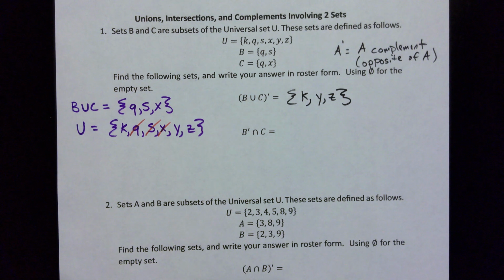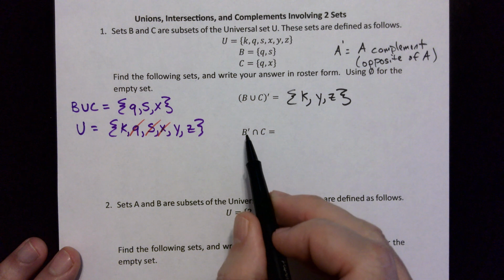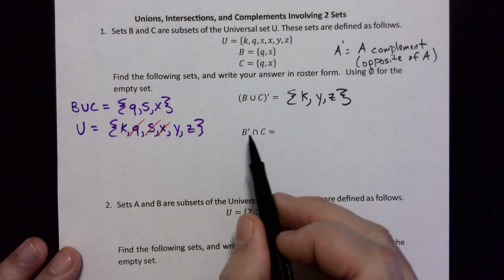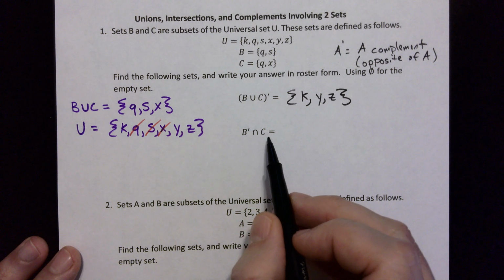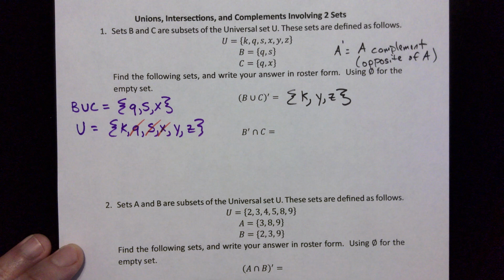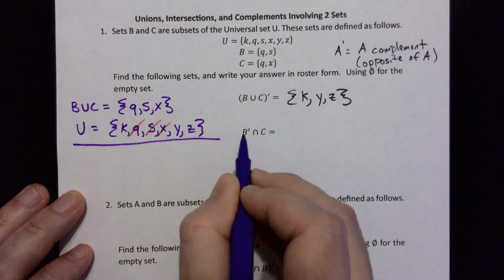Now let's look at the second one. It says find B complement, that's the opposite of B, and then it's an intersection, which means in order for us to write it down, it has to be in both, and then C. Again, I need to figure this out by parts. The first thing I need to figure out is what is B complement.